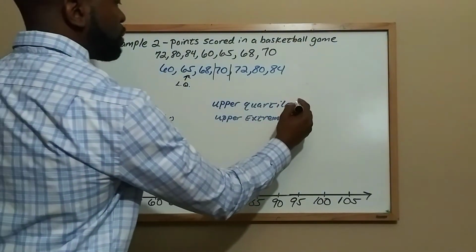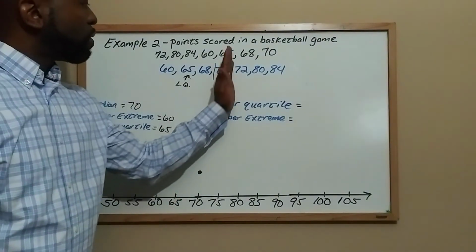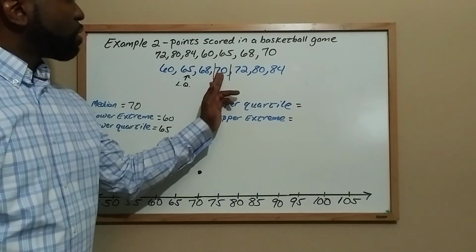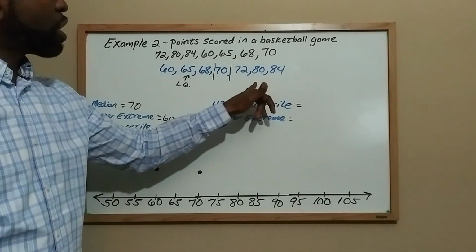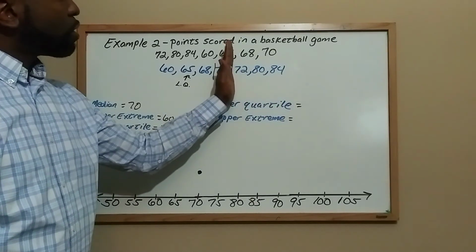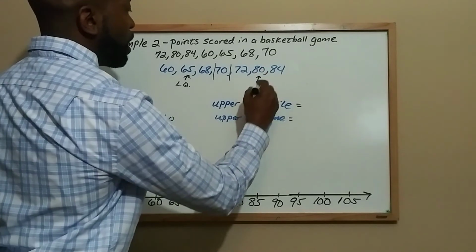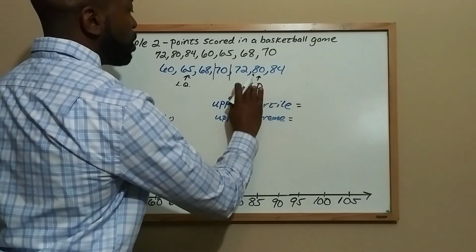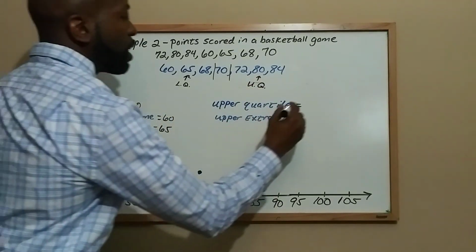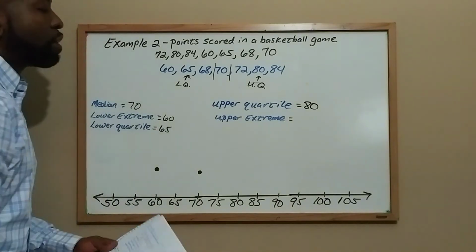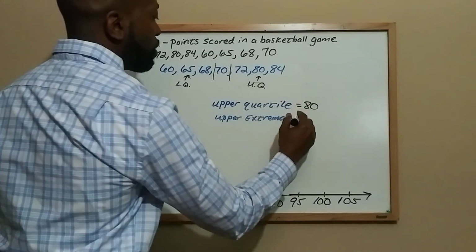My upper quartile, that's my median for the upper half of the data. So the upper half of the data would be all of the numbers to the right of the 70. 1, 2, 3. So that's my upper half. Now I need the median for the upper half. And we can easily look at those 3 numbers, 72, 80, and 84, and see that the middle number is 80. That represents my upper quartile. So the upper quartile is 80. The upper extreme is the largest number that's given in the data set, and the largest number is 84.